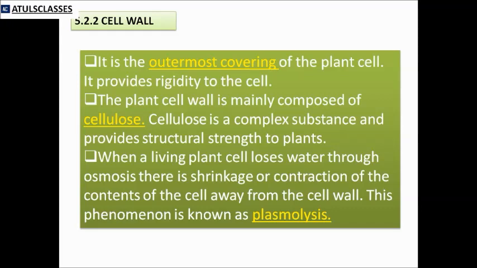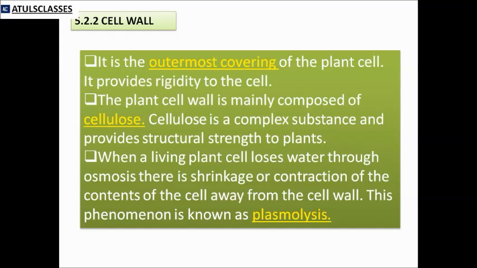It is the outermost covering of the plant cell and it provides rigidity to the cell. The plant cell wall is mainly composed of cellulose, which is a complex substance and provides structural strength to the plants. It's the layer just outside the plasma membrane.